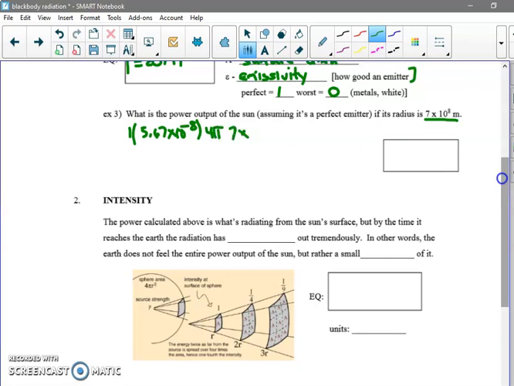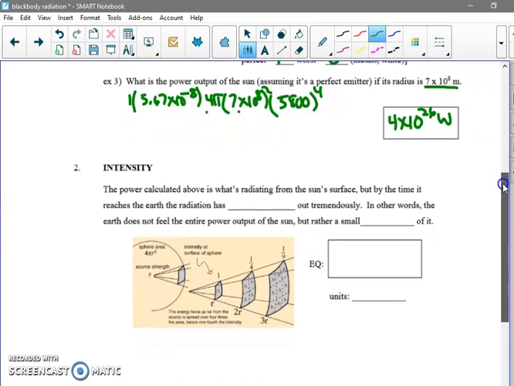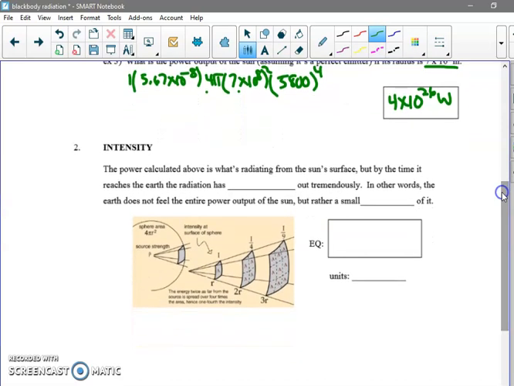So 7 times 10 to the 8th quantity squared. And then the big thing, the temperature to the 4th. We're going to go with the surface temperature of 5,800 to the 4th power. And you can see 5,800 to the 4th power is going to give us a really large number. Okay, so you plug in the numbers and you get a whopping 4 times 10 to the 26th watts. So the sun's putting out, well, I don't even know what that number is, basically 10 trillion joules a second because of that fusion process.